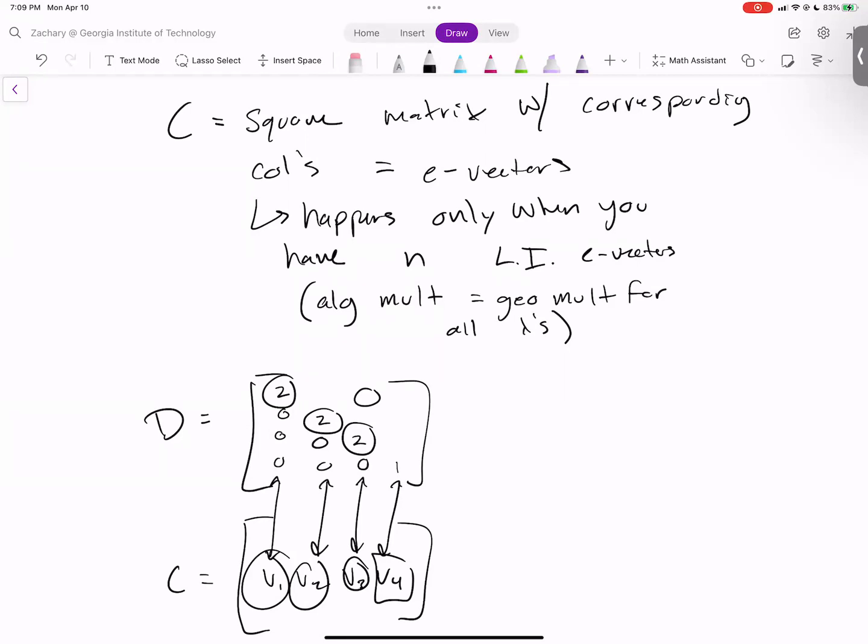Okay, any questions on any of this? Yeah. Yes, that's exactly right. It's how many vectors you get for that value.